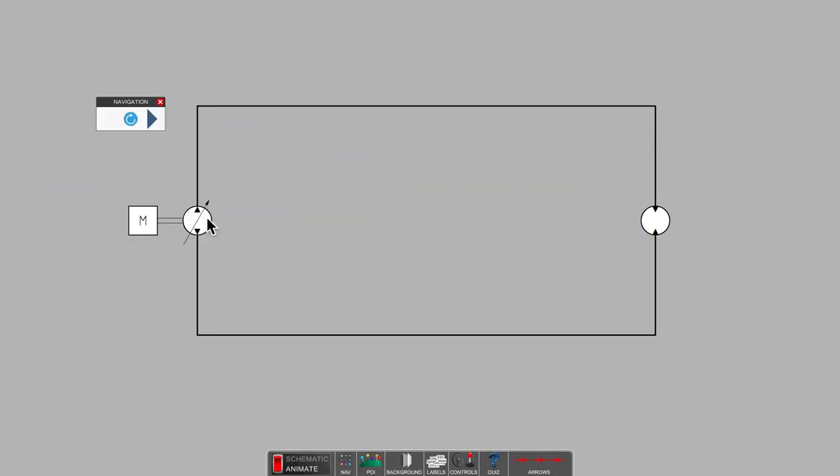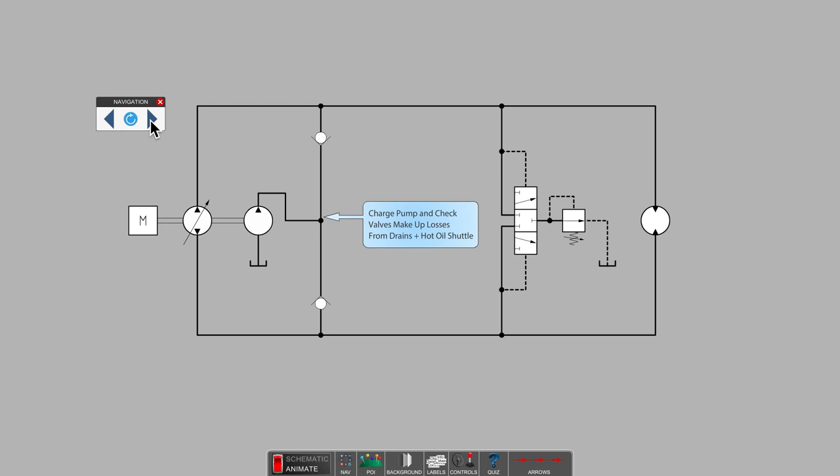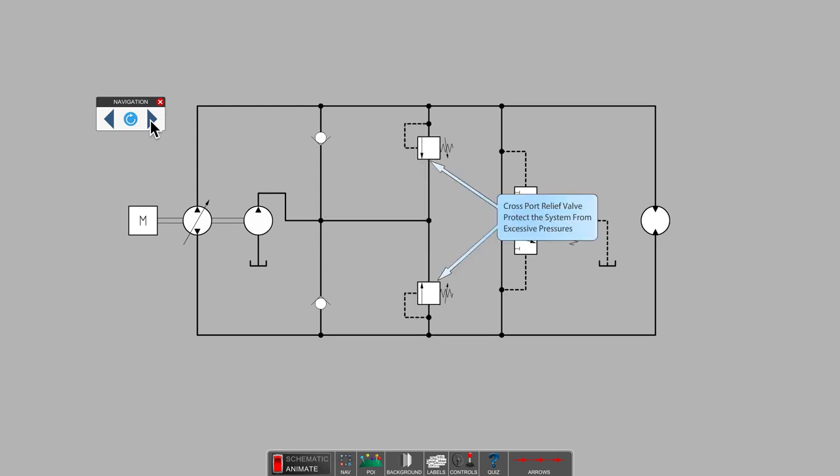Let's review the basics of the hydrostatic drive. Pump feeds the hydraulic motor. Oil leaving the motor goes straight back to the pump. The hot oil shuttle bleeds approximately 10% of the system flow back to tank for cooling. The charge pump and the check valves make up for losses from any case drains and also from the hot oil shuttle. At the very least, a hydrostatic drive uses cross-port relief valves to protect the system from excessive pressures.